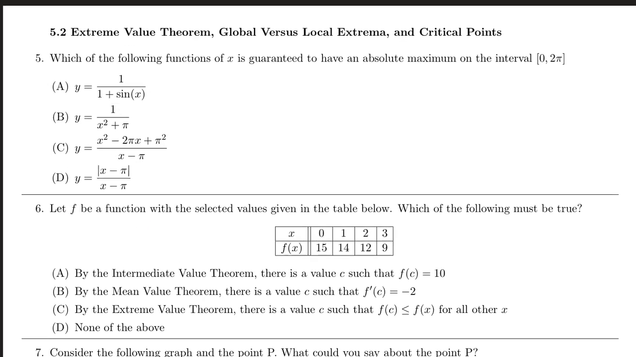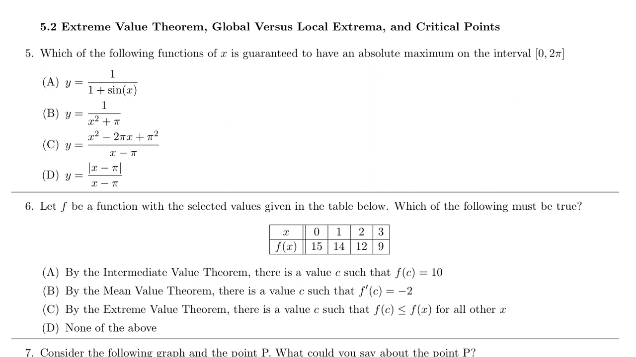All right, our next learning objective is about the extreme value theorem. All right, so first question, which of the following functions of x is guaranteed to have an absolute max and min? All right, so the condition of the extreme value theorem is our function has to be continuous. All right, and then if it is continuous, it says there is an absolute max or min. So for this one, if we want to guarantee it has an absolute max or min, then all we have to do is make sure it's continuous.